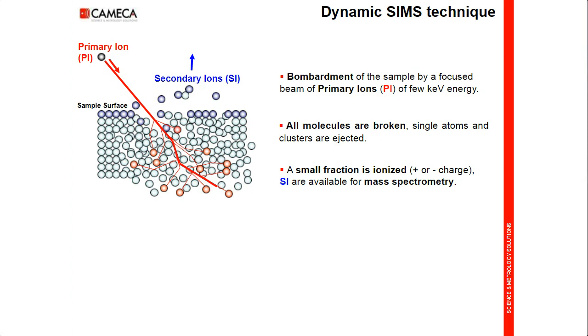A brief introduction to the dynamic SIMS technique. When a solid sample is bombarded by primary ions of a few keV energy, a fraction of the particles emitted from the sample surface is ionized. Secondary ion mass spectrometry, SIMS, consists of collecting and analyzing these secondary ions with a mass spectrometer. SIMS provides a local analysis of any type of solid flat material that can be maintained under high vacuum.